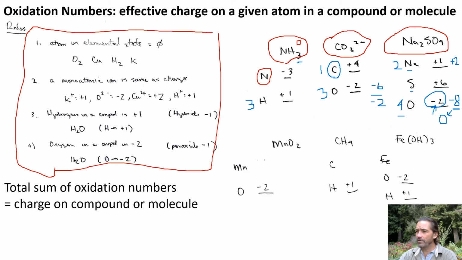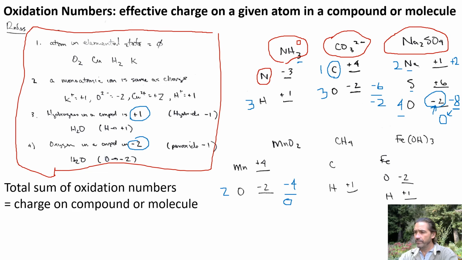What do we got? Well, we can fill that in. We know using the rules what hydrogen is, we know what oxygen is. And so manganese here, what do you think? Let's just do the math real quick over here. It's going to equal 0. So this is a -4. So that means manganese must be +4.